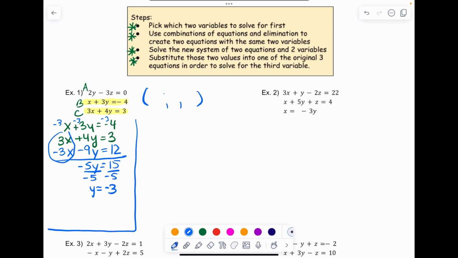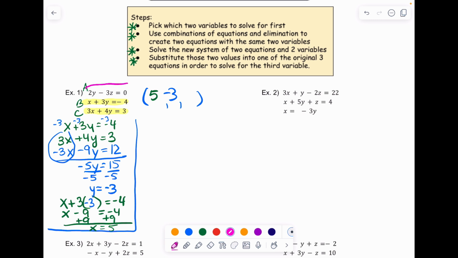That's my second value. And I'm going to substitute that back into one of my equations. I'm going to choose x plus 3y, and I'm going to put my y value in, equals -4. So x minus 9 equals -4. After adding 9, my x is 5. Ooh, that's squishy town. So now I have x and y.